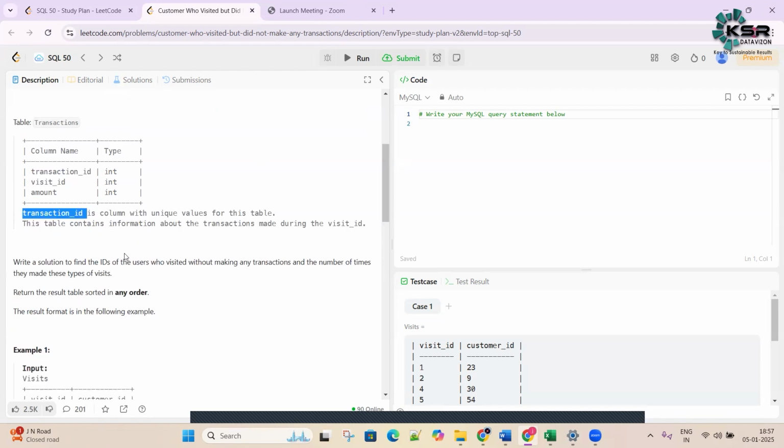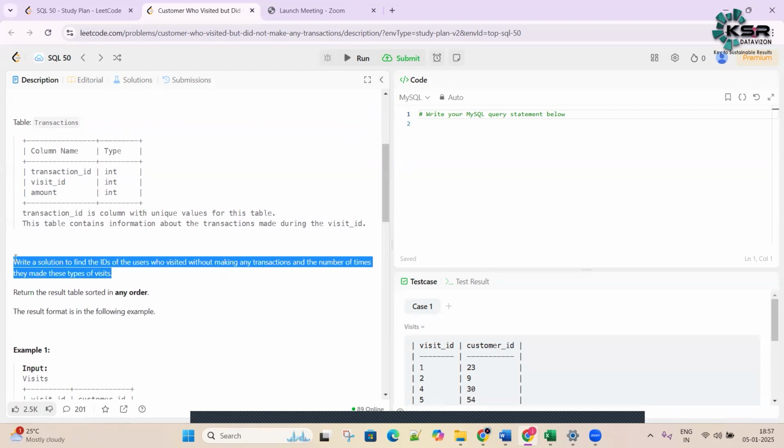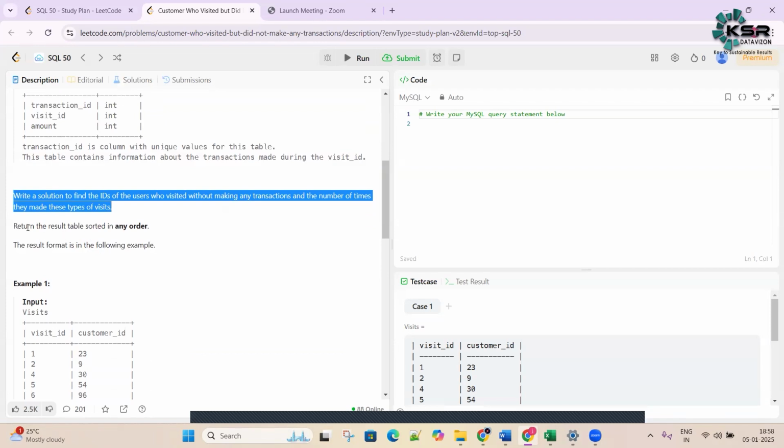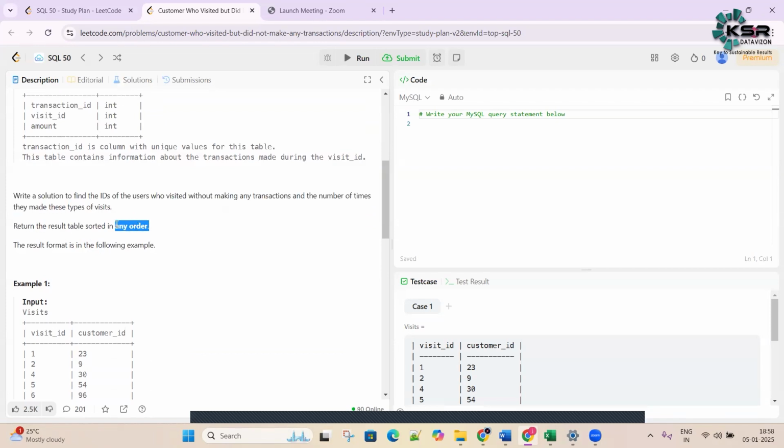Write a solution to find the IDs of the users who visited without any transactions and the number of times they made this type of visits. Okay, what they're saying is the customer visited the mall, but he did not do any transaction. We have to find out how many times he visited the mall and did not do any transaction. So I hope you got the question, what we have to do. And it says, return the result set in any order. So in any order is there. So that means we are not going to worry about any sorting techniques here.